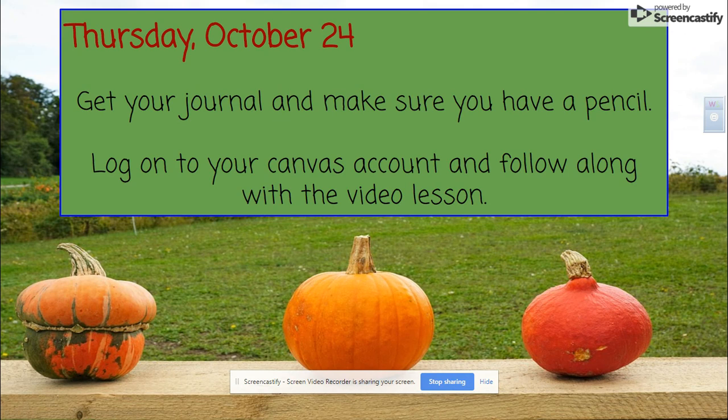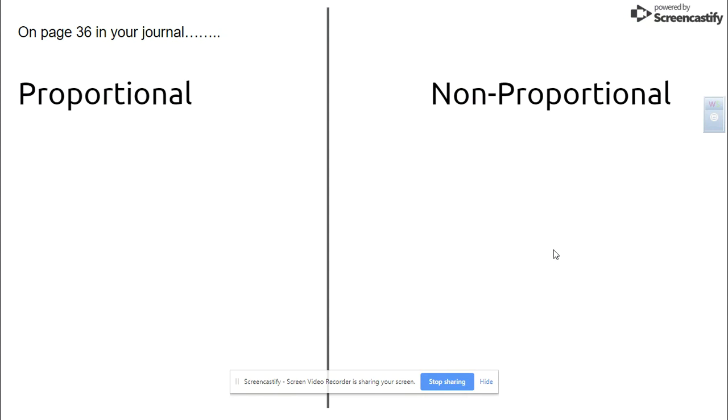Okay, today we're going to have a short video lesson over proportional versus non-proportional. So on page 36 in your journal, or your next blank page, draw a line through the middle. On the left side of your paper, you're going to write proportional, and on the right side of your paper, you're going to write non-proportional.